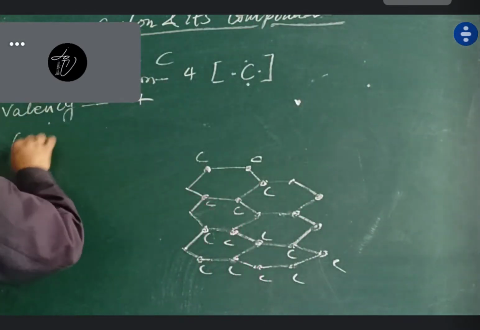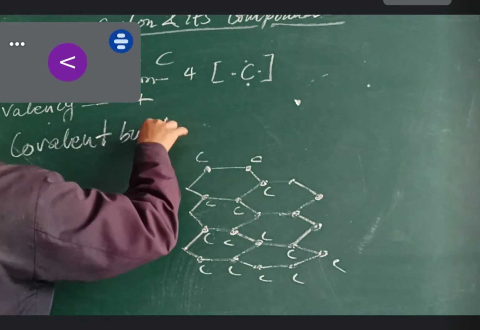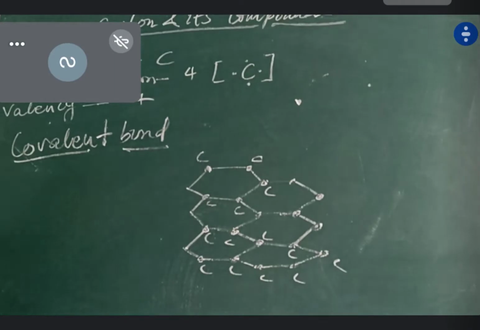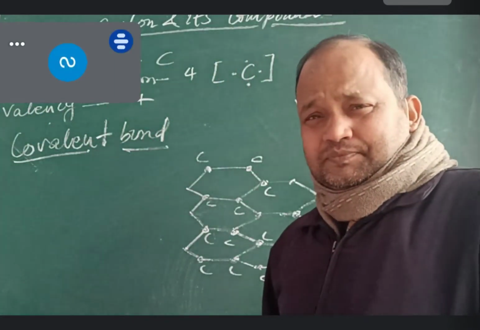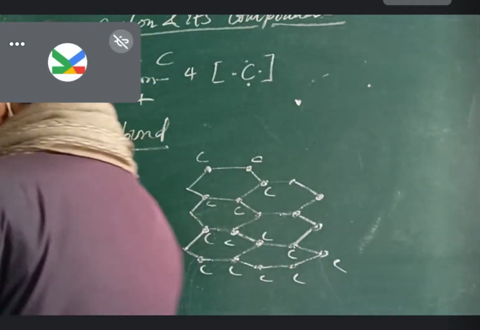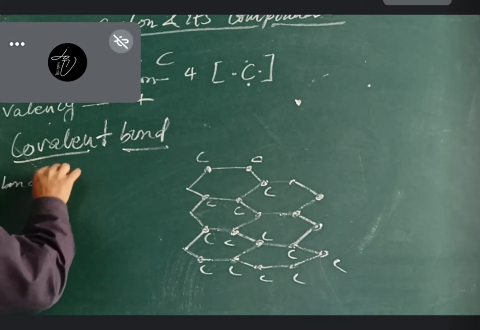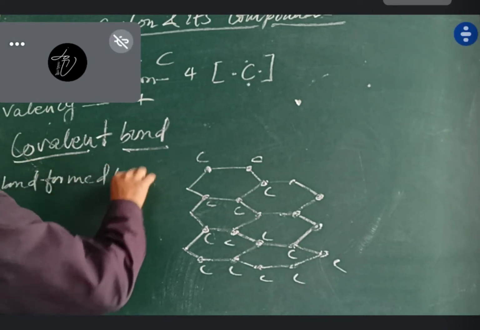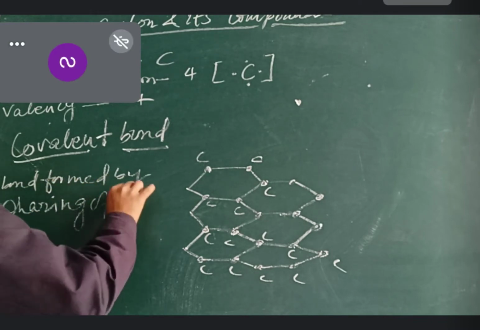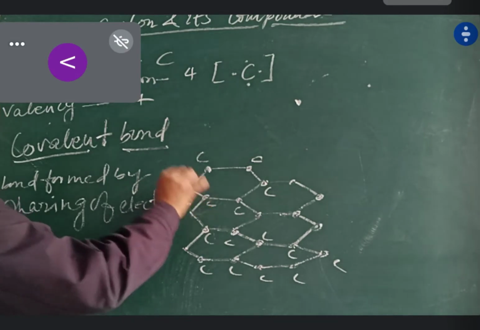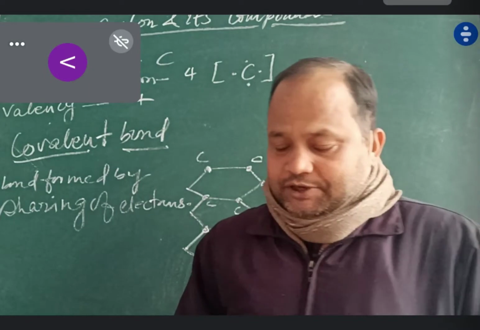Now, covalent bond. What is a covalent bond? A bond formed by the sharing of electrons. Covalent bond is formed by sharing of electrons.